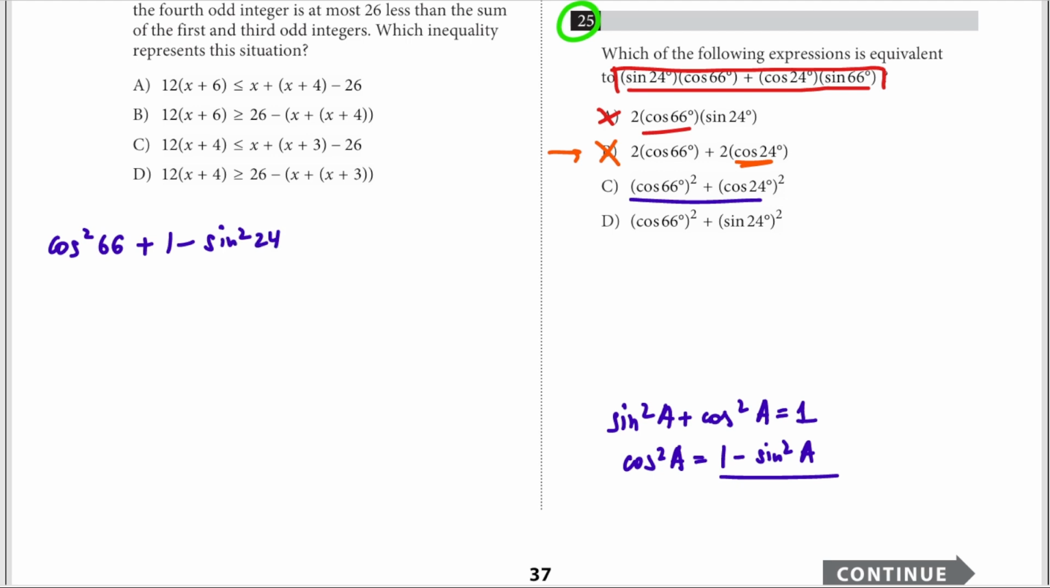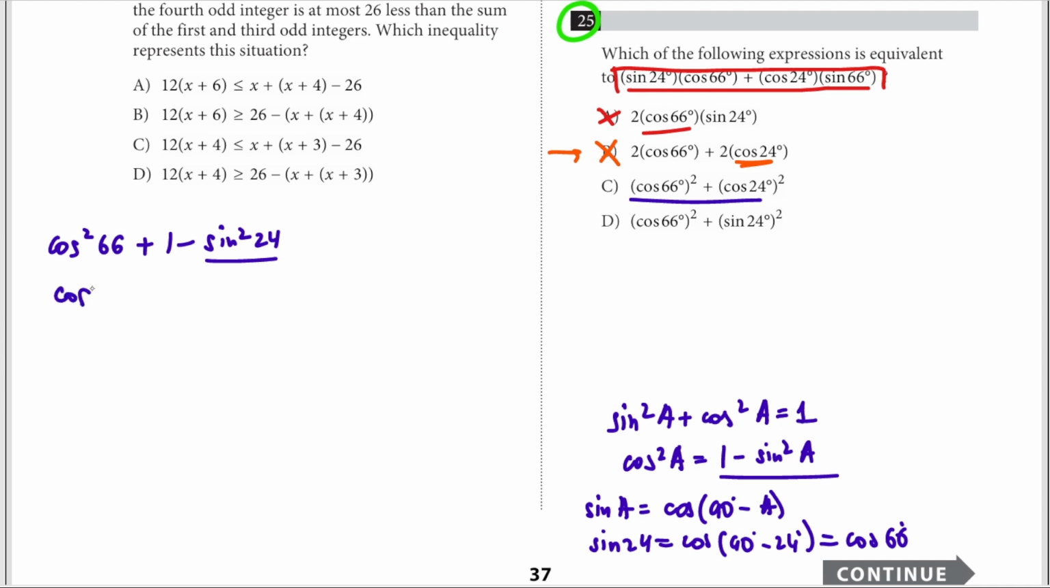Now, the other formula that we already mentioned, actually twice, is sine of a is equal to cosine of 90 degrees minus a. So therefore, sine of 24 is equal to cosine of 90 degrees minus 24 degrees, which is equal to cosine of 66 degrees. So we have cosine squared 66 plus 1 minus cosine squared of 66. Magically, these get cancelled out, so this is equal to 1. And chances are the answer is C, because it matches option 1.